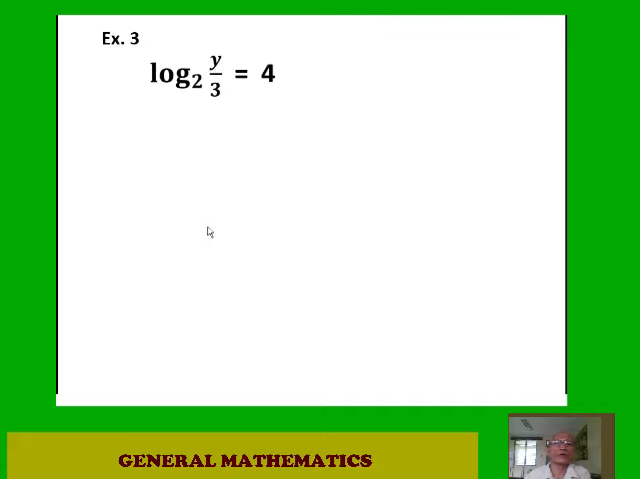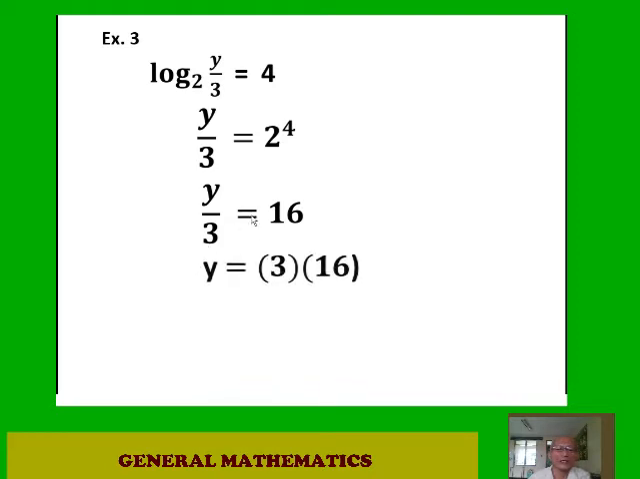Solve for y in this logarithmic equation. Log of y over 3 base 2 equals 4. Change this into exponential form. This is 2 to the 4th power equals y over 3. Then solve for y, or expand first 2 to the 4th. 2 to the 4th is 16. Then cross multiply. 3 times 16 is equal to 48. The value of y is 48.